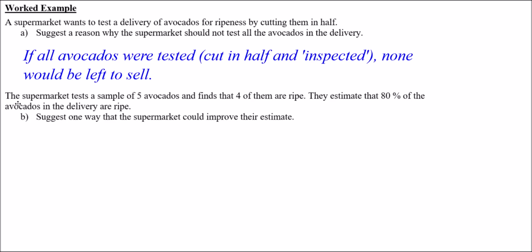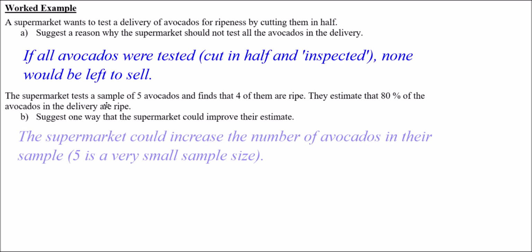It then says, before coming to part B, that the supermarket tests a sample of 5 of them and finds that 4 are ripe. So they estimate that 80% of avocados in that delivery are ripe, because 4/5 is 80%. Sounds fair. But what we need to do for part B is to suggest one way that the supermarket could improve their estimate. So sample size is key, the bigger the better, and a sample of 5 is very small. So the most obvious thing that could be done is the supermarket could increase the number of avocados in their sample, because 5 is obviously a very small sample size.